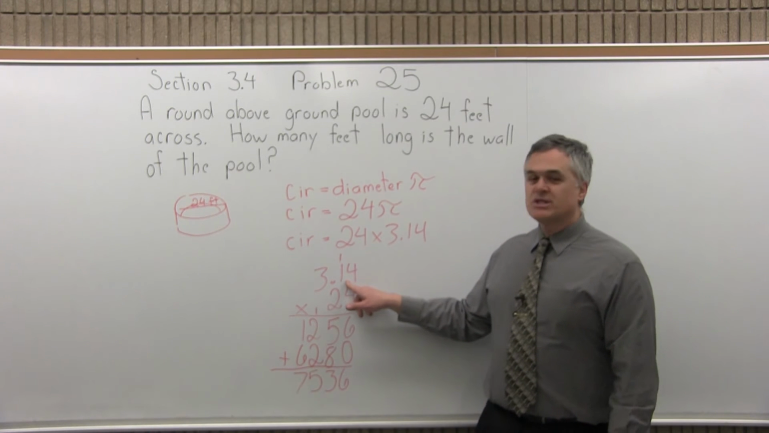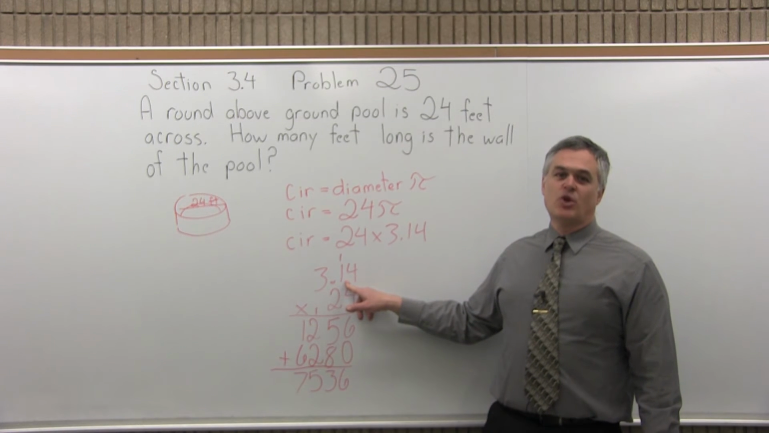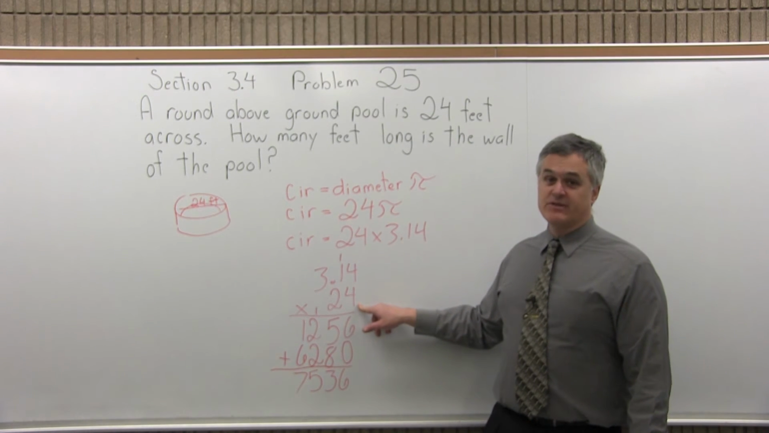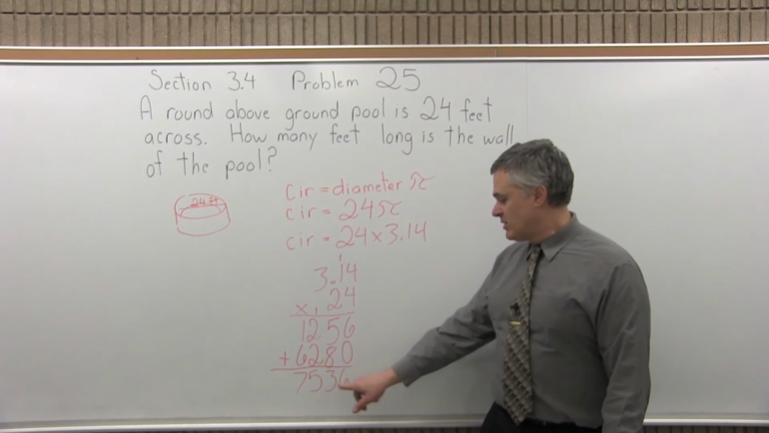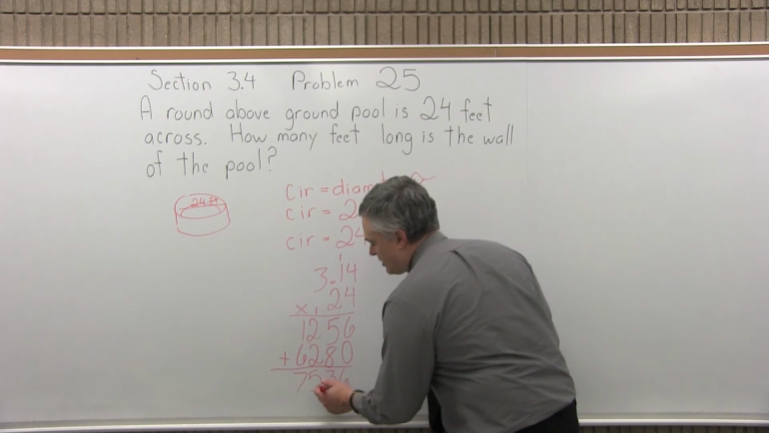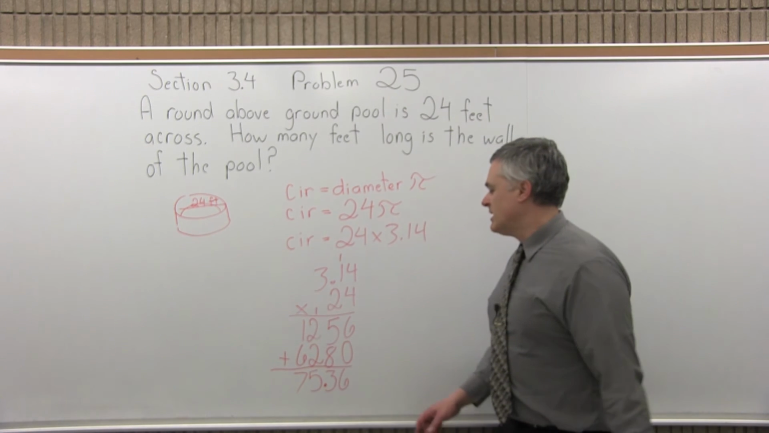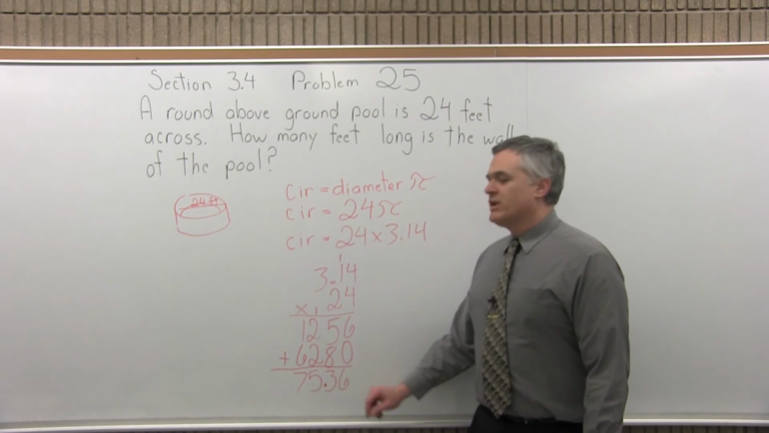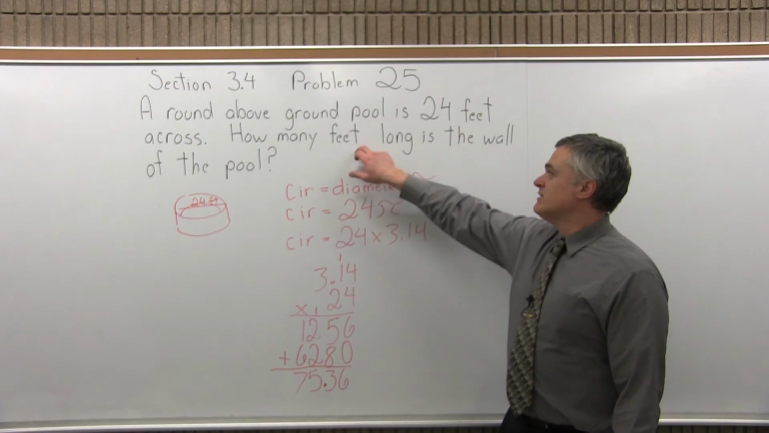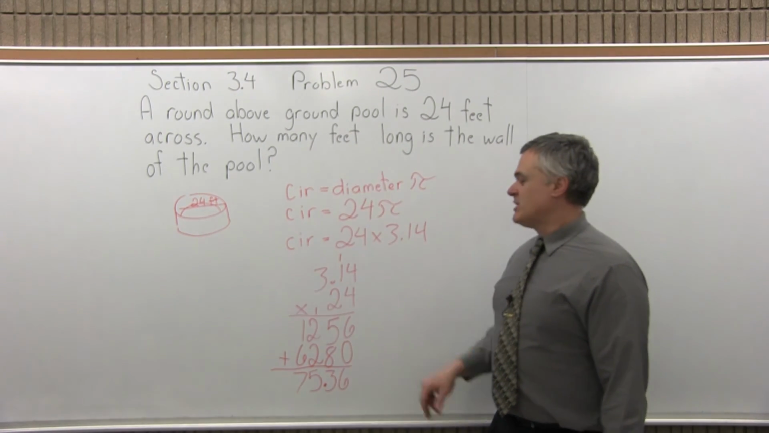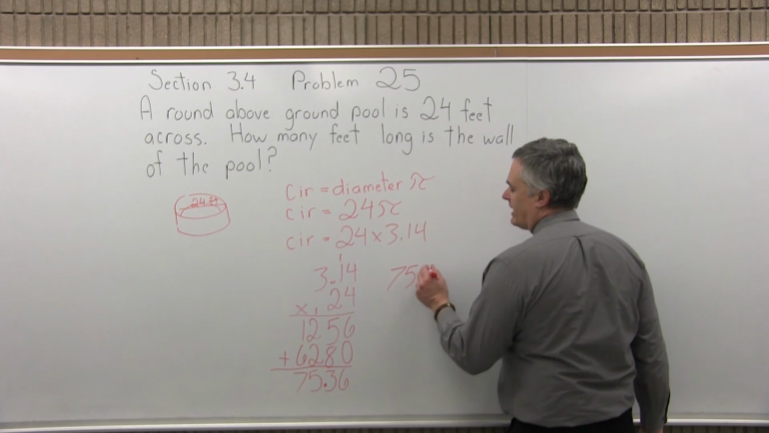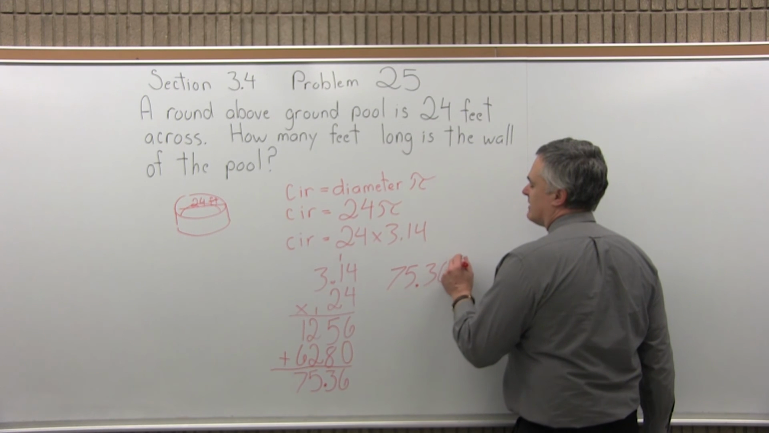So go back to the question: how many places did I have after the decimal altogether in the question? Only 2. The 24 didn't have any places after the decimal. So in the question, 2 places after the decimal. In my answer, 2 places after the decimal, which would place the decimal between the 5 and the 3, giving me 75.36. Now, because this is an application problem that involves units of measure, I have to put the right units of measure in my answer. So my answer will be 75.36 feet.